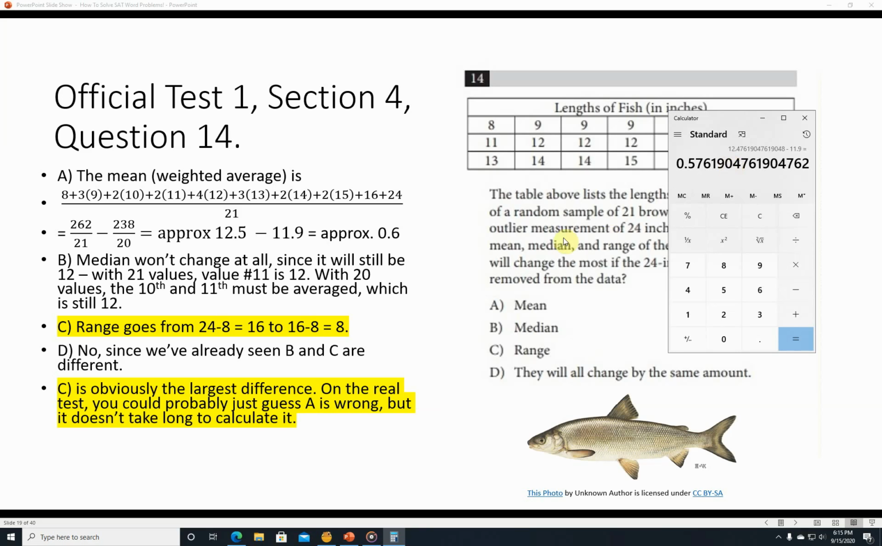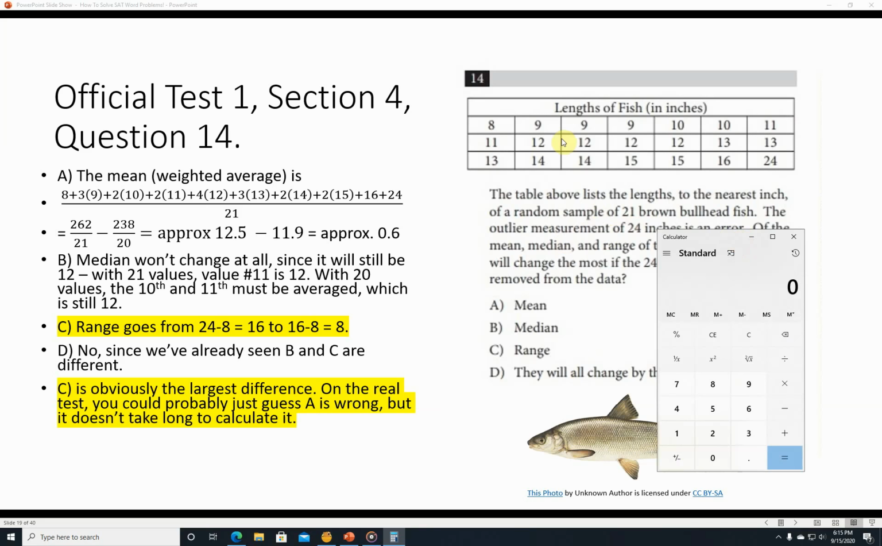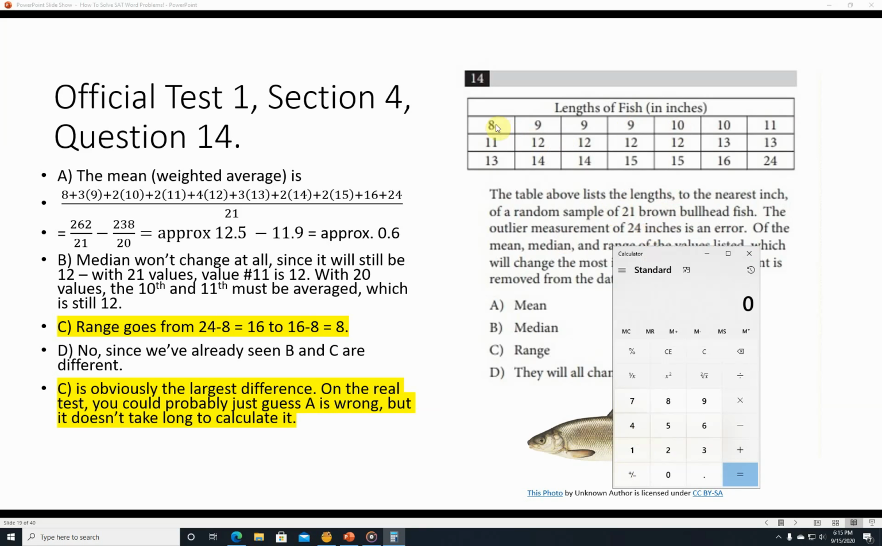Okay, so the median won't change at all, and I'll explain why. We have 21 values. They tell you there are 21 values, but you could also just count it: 7, 14, 21. Since there's an odd number, you know there's going to be 10 before it. Number 11 is the median, and then there's going to be 10 afterwards. That's what makes number 11 the median. So here's 1, 2, 3, 4, 5, 6, 7, 8, 9, 10, 11. Then 1, 2, 3, 4, 5, 6, 7, 8, 9, 10. So the median is 12.